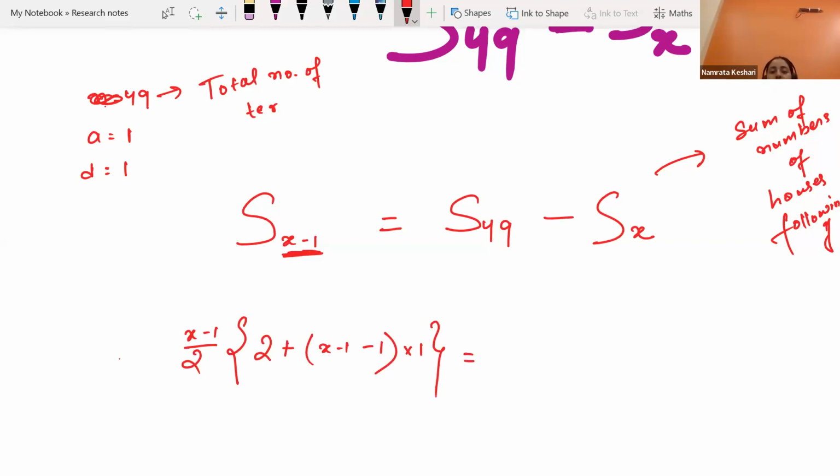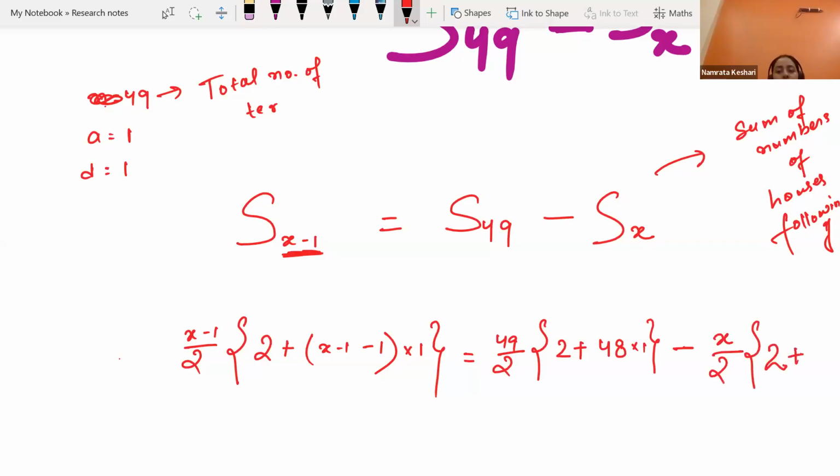Sum of 49 terms, that again is n by 2, let's write it, n by 2 into 2a, that means only 2, plus n minus 1, that means 49 minus 1, 48, into d, that means 1. Is it clear so far? Yeah, now it's clear. Minus s_x, that means x by 2 into 2a, that means 2, plus x minus 1 into d, and d is 1, because house number 1, house number 2, house number 3, house number 4, house number 5, like that.